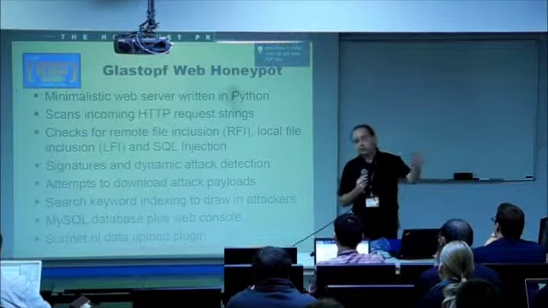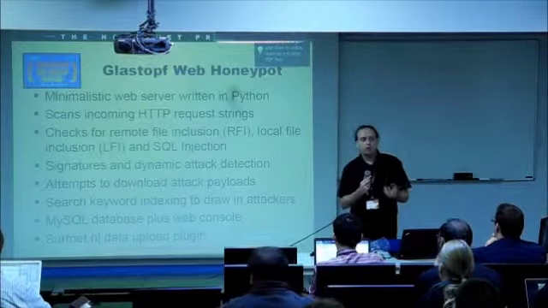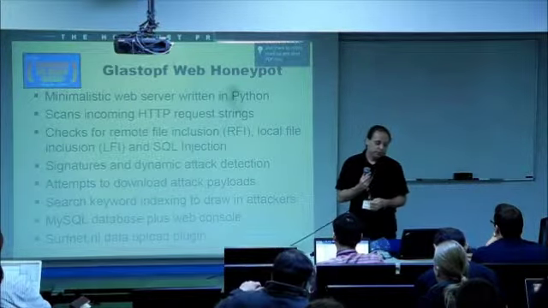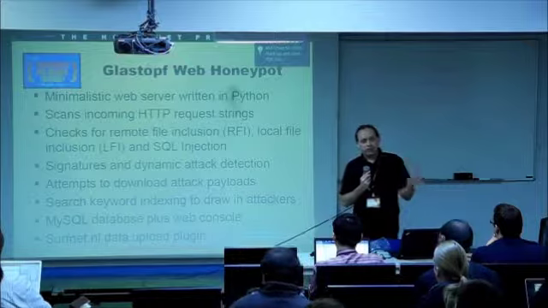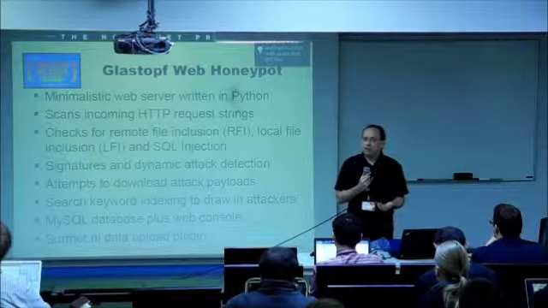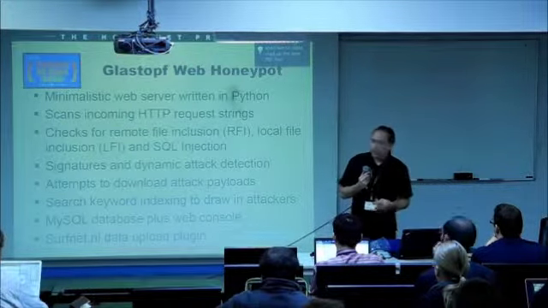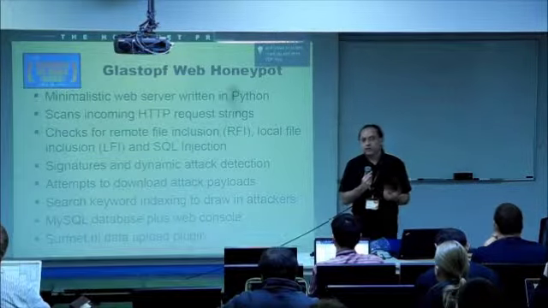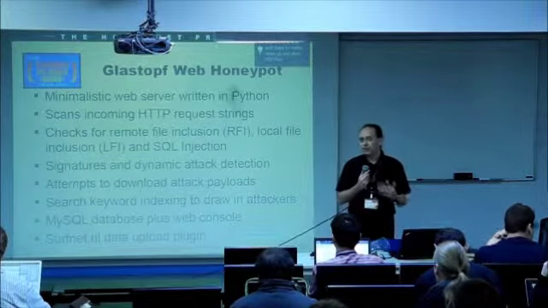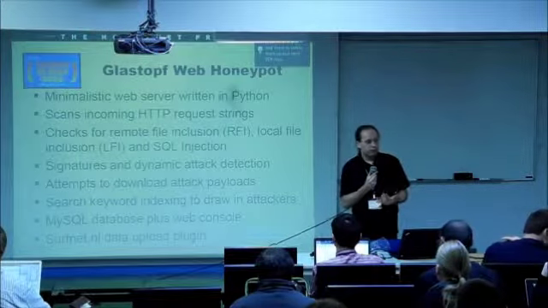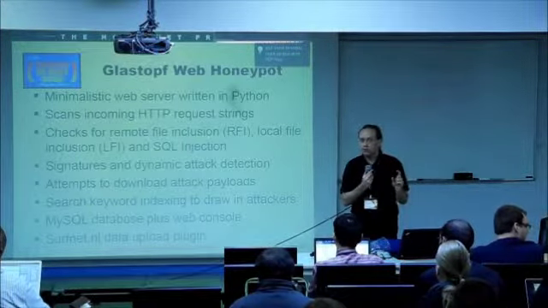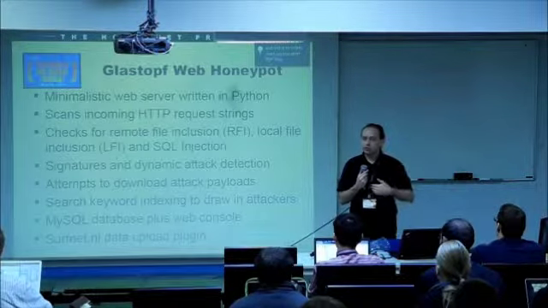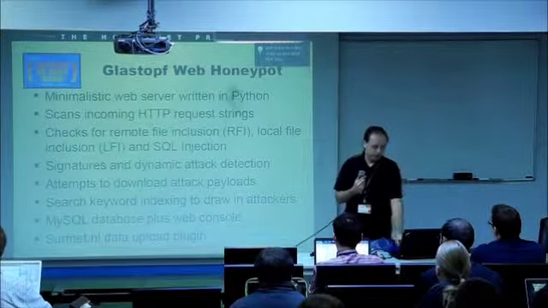It looks at the incoming HTTP request. It looks for common web vulnerabilities, things like RFI and LFI includes, SQL injection. And then it uses a mixture of signatures and also dynamic techniques to try and detect new attacks. It downloads the payload, it stores the attack, and it also does things like tracking the search term used to find the honeypot. People using Google are searching for certain strings, vulnerabilities, versions. It detects those, and it tries to make itself vulnerable to additional services that have similar strings.